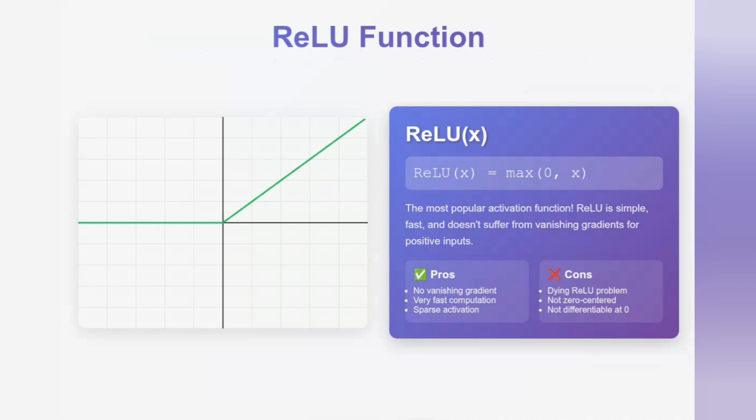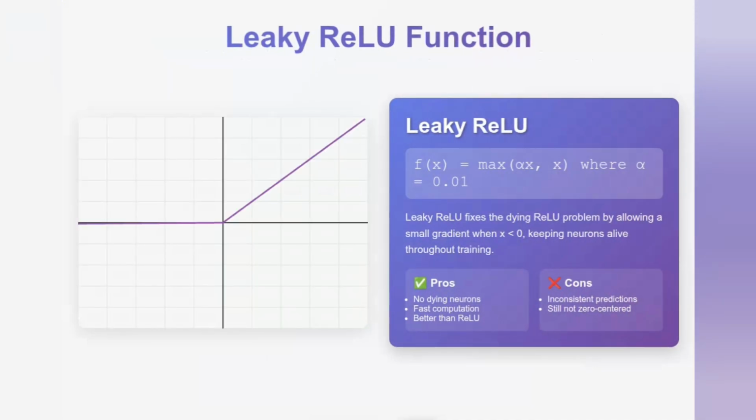computationally very efficient. This simplicity makes training deep networks much faster. However, it does have a dying ReLU problem, where neurons can become inactive if their input is always negative, leading to zero gradient flow. To address the dying ReLU problem, we have Leaky ReLU.